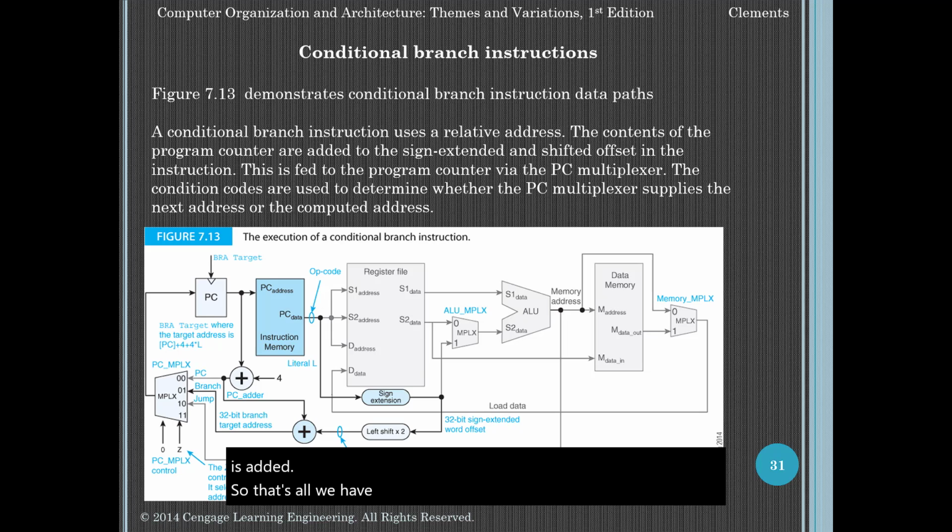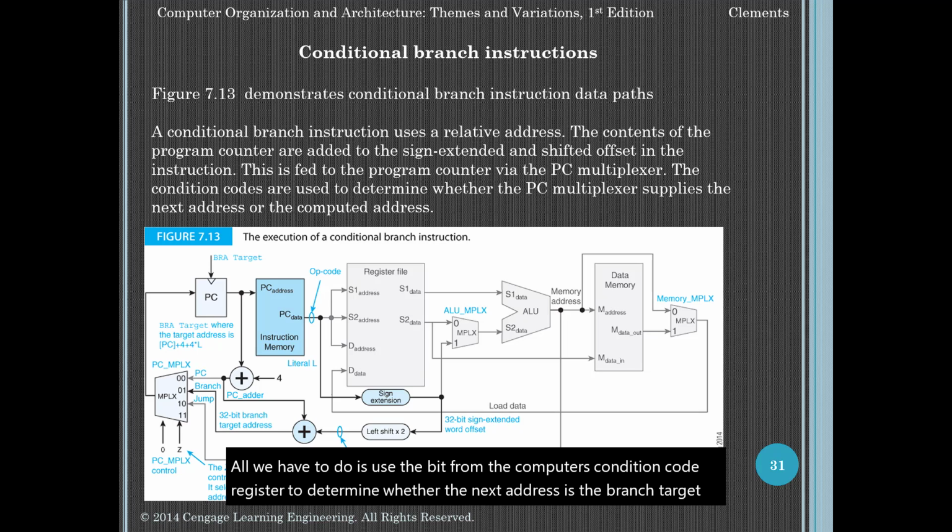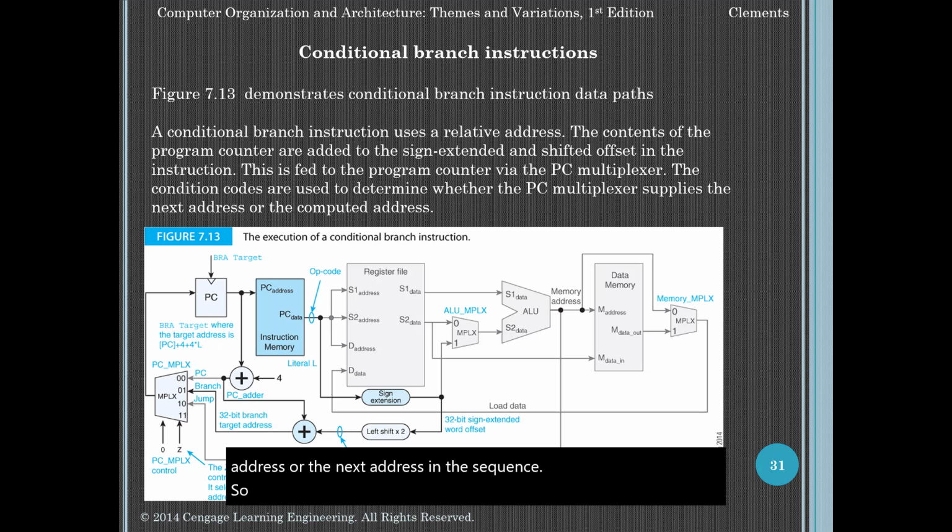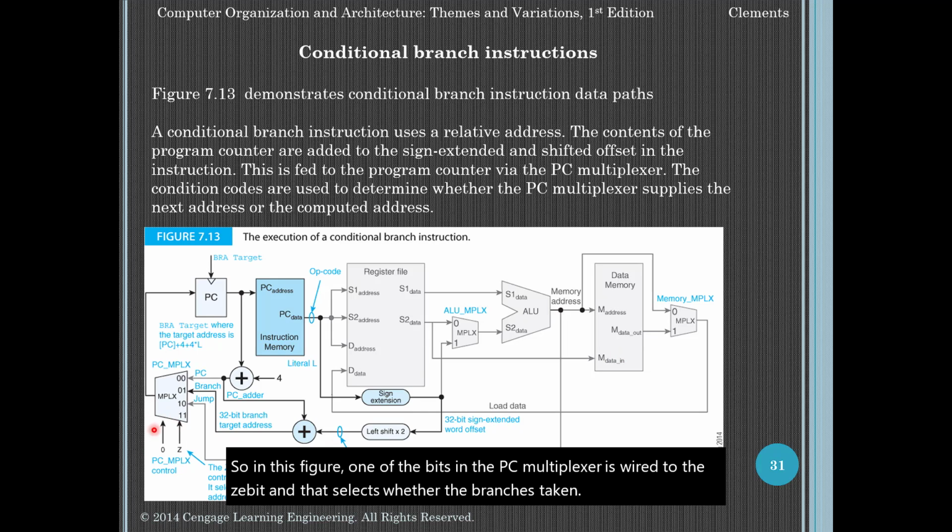We implement a conditional branch, like branch on 0. All we have to do is use the Z bit from the computer's condition code register to determine whether the next address is the branch target address or the next address in the sequence. So in this figure, one of the bits in the PC multiplexer is wired to the Z bit, and that selects whether the branch is taken. And we can see that wiring down here.